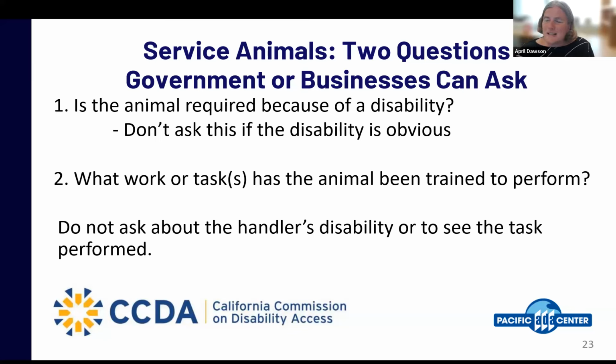Also, you may notice that there's a lot of companies that advertise that they can sell you a vest that says your dog is a service animal, or they can print you a certificate. It's important to note that those certificates and badges are not worth the paper or cloth that they're printed on. Under the ADA, service animals are not required to wear such identification, and you're not allowed to ask for that. You're only allowed to ask those 2 questions.